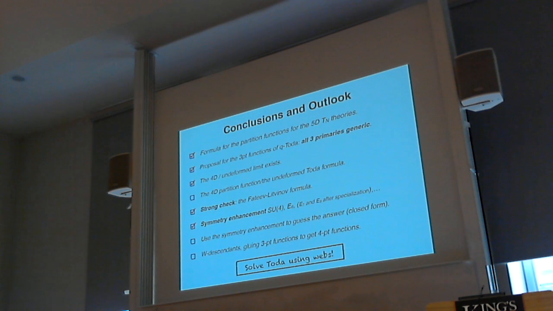Now, let me conclude. I gave you a formula for the partition function of these 5D Tn theories. This, through AGT, led me to propose a formula for the 3-point functions of Toda. Again, I want to stress, with all primaries generic. I also showed you that the 4D limit exists, and I told you exactly how to do it. I owe you the final formula written down. It's not written yet because you saw this beast is huge. You have to take care when you touch it.